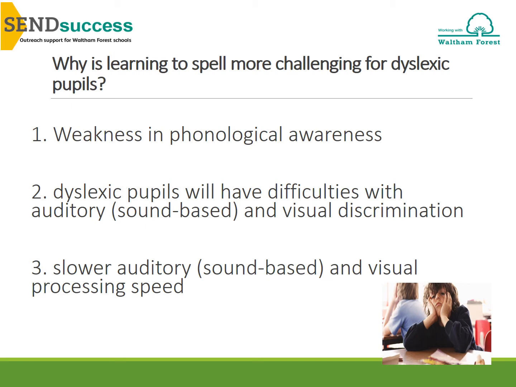But in general, dyslexic pupils will experience additional challenges when learning to read and learning to spell, because they will have some weaknesses in phonological awareness. So it's harder for dyslexic pupils to discriminate between the sounds in language. And they will have slower auditory and visual processing speed. So it'll take longer to process what they see, read as it were, and what they are writing.